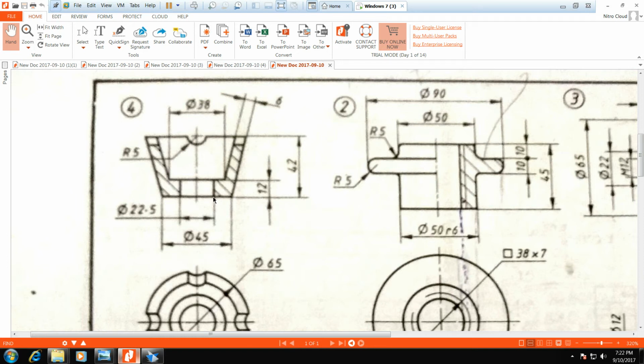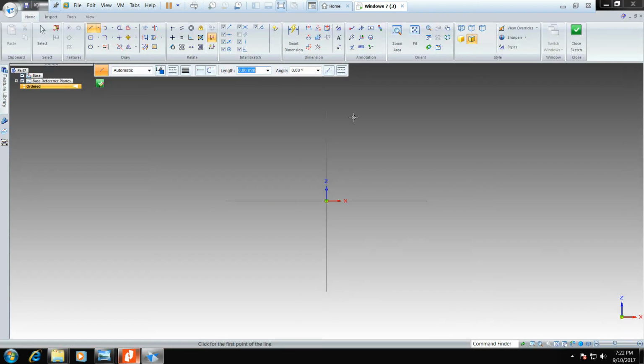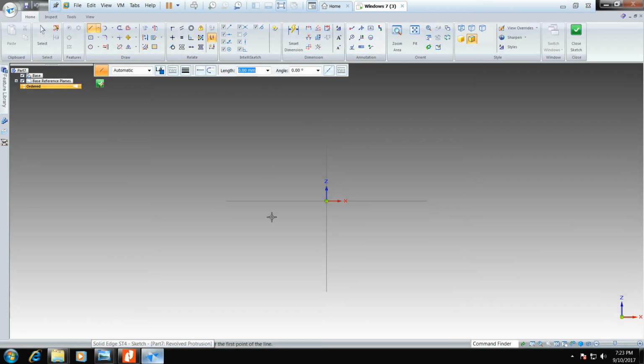Again this length will be 11.25, you can check here, 11.25. You know the vertical distance is 42. So first go for the line command, vertical distance is 42.